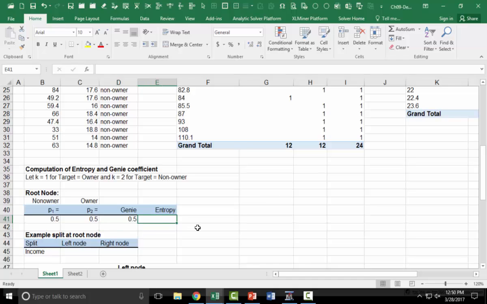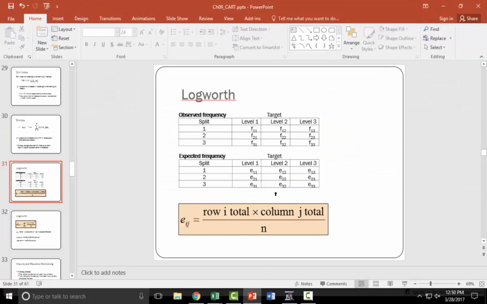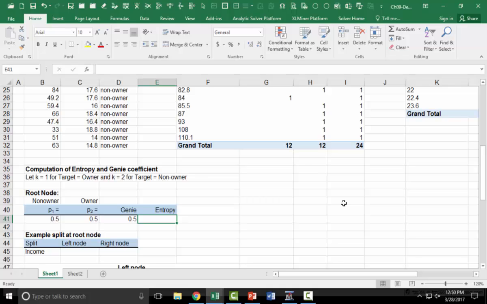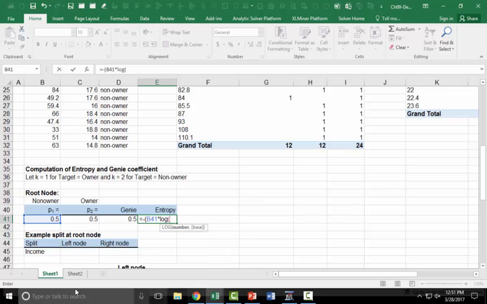Now entropy, what is the formula for entropy? So right here, we have equal to minus, then the two parts, each probability multiplied by the log of that probability to base 2. So you start with the first probability, B41 times log of B41, and we want base 2. Then repeat that for the second one, base 2. So we have the minus sign there, and then the sum of all of those different products.